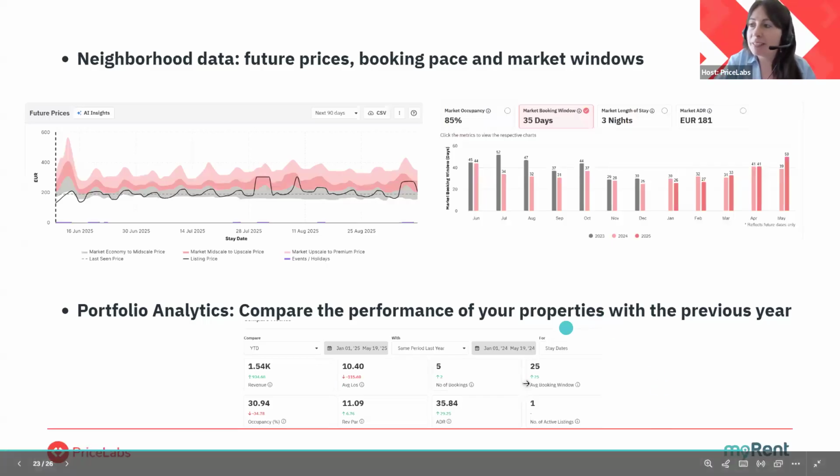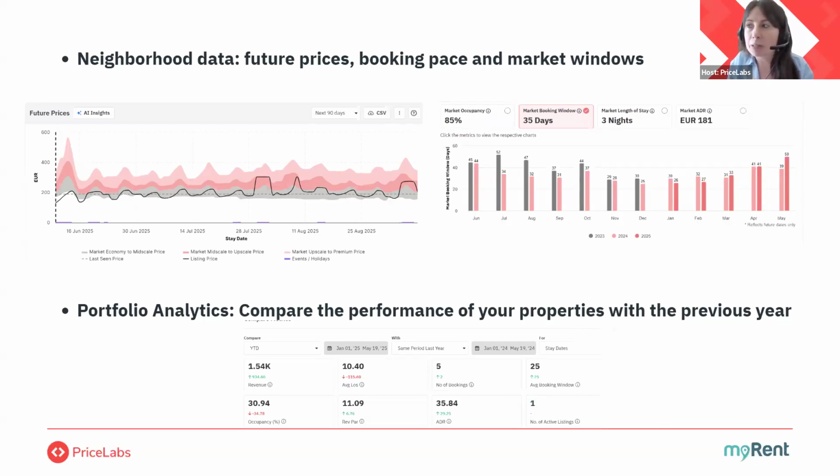For example, here, if I see that my booking window is too short, it might mean that I'm too aggressive with the last minute strategy. If I see that my booking window is too long, it might be that my prices are too low for the far out ranges.